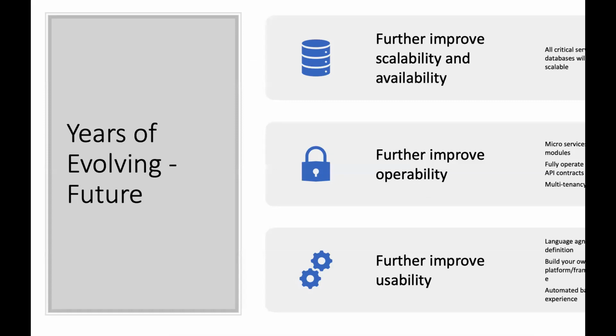Okay, so next, what we're going to do in the future. We want to further improve scalability and availability. One of the requirements and the path we are taking is that all critical components, services, or databases will be horizontally scalable. That means we can just add more instances and it can support a bigger scale without re-architecting the system. Then we want to further improve the operability. So we are moving into a microservices environment instead of modules. Today we have different extension modules, but we are trying to move into microservices.